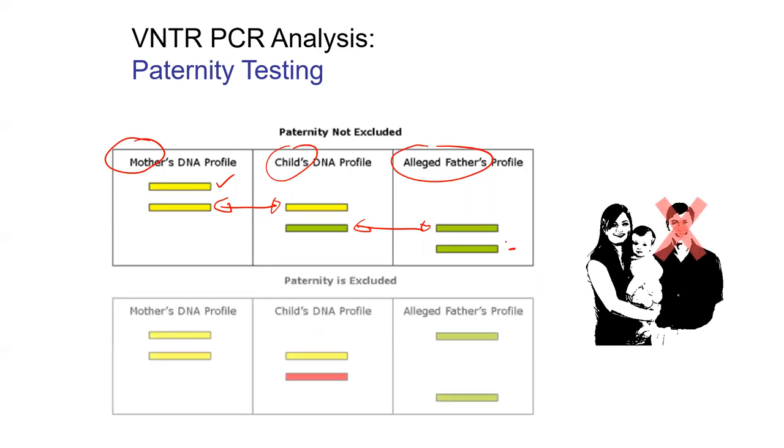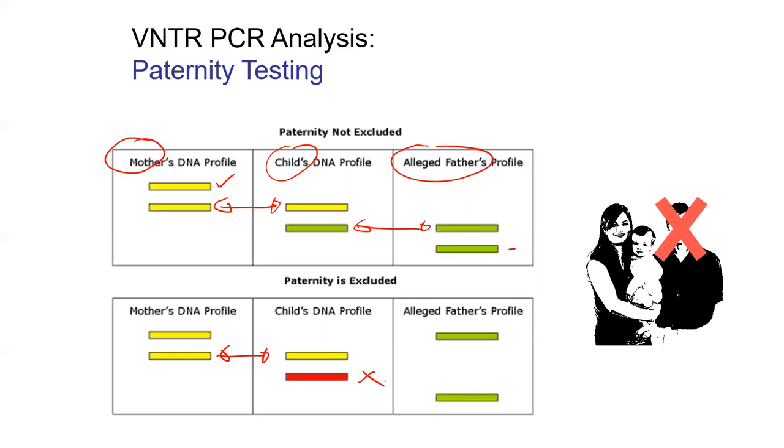So in this case, we can say, yes, that is the father. If it wasn't the father, none of the bands should be matching, or there might be one by chance. And this is why we test multiple alleles to make sure. So you can see in the same case, the mom is matching this band, and this one here does not match the father.